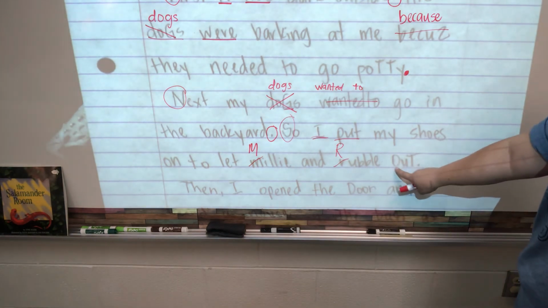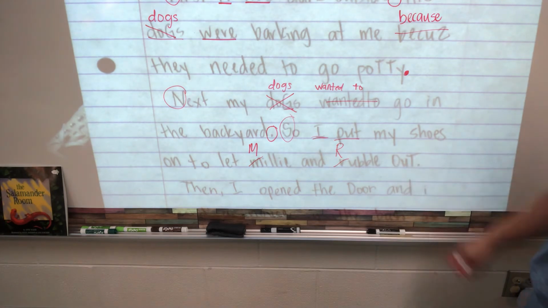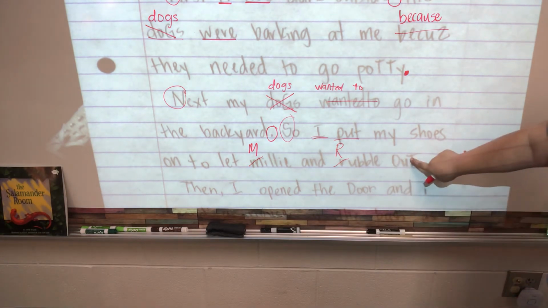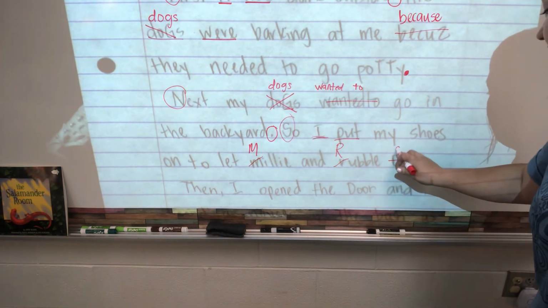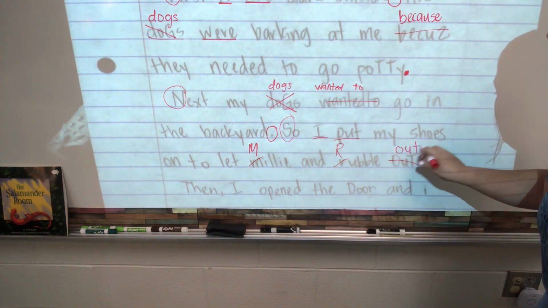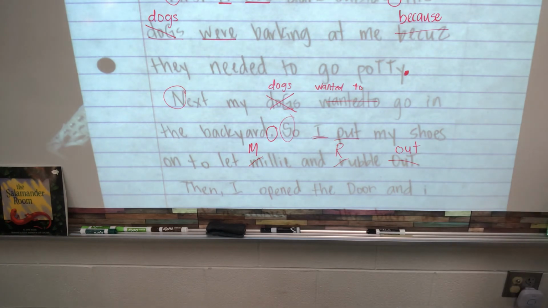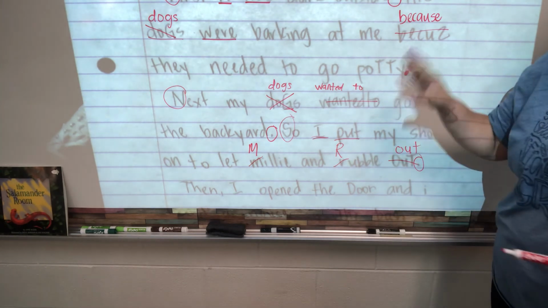And let's look at the word "out." We have a capital O and a capital T. Is "out" anybody's name? Nope. So I'm going to have to fix that and make sure all of the letters are lowercase because it's not my dog's name. It's just the word "out." And then let's make sure I have my punctuation at the end. I do. Right? So this was an example of how to edit your writing.